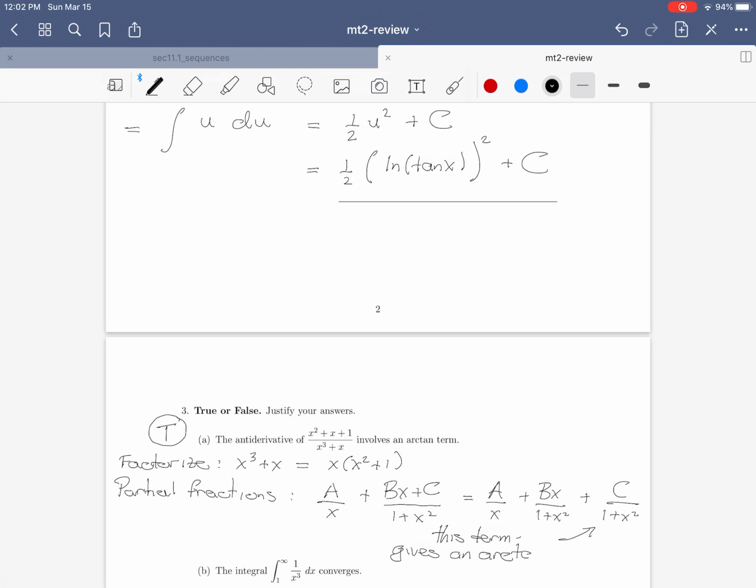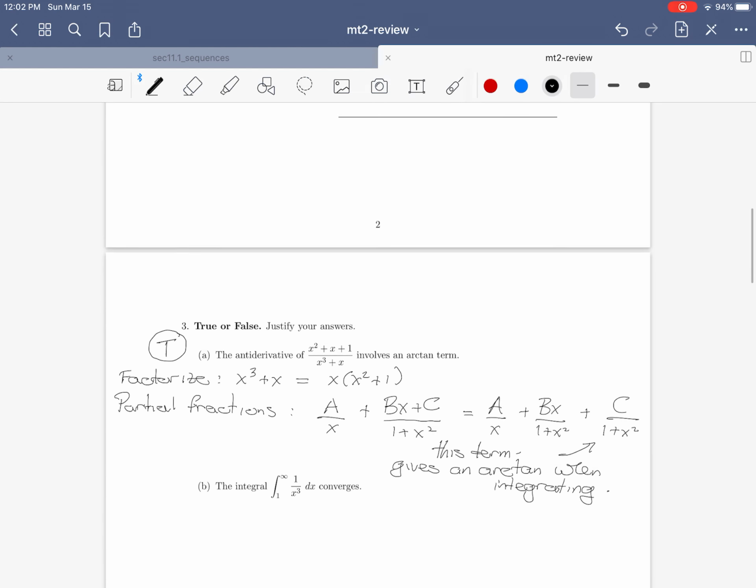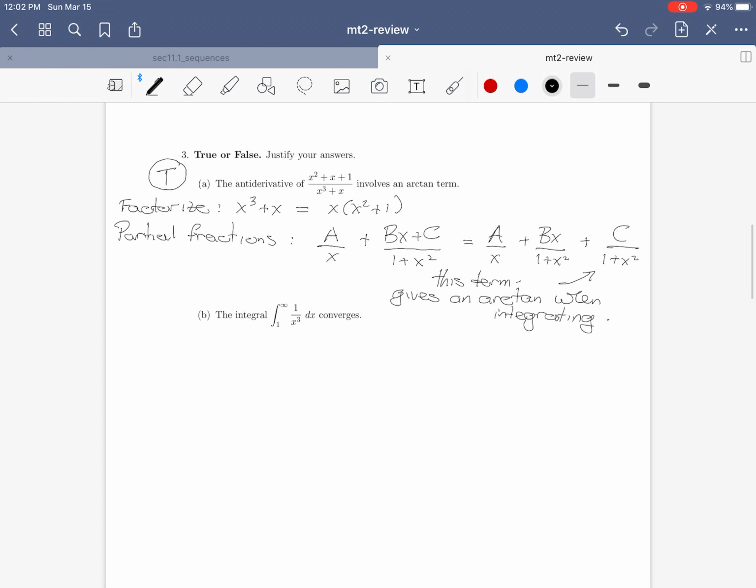So this term gives an arctan when integrating. The important thing to keep in mind here is the right form for the partial fraction. Here we have a rational function. We first of all factorize the denominator into our linear and irreducible quadratic factors, and then keep in mind that this is then the right form for the partial fraction expansion.